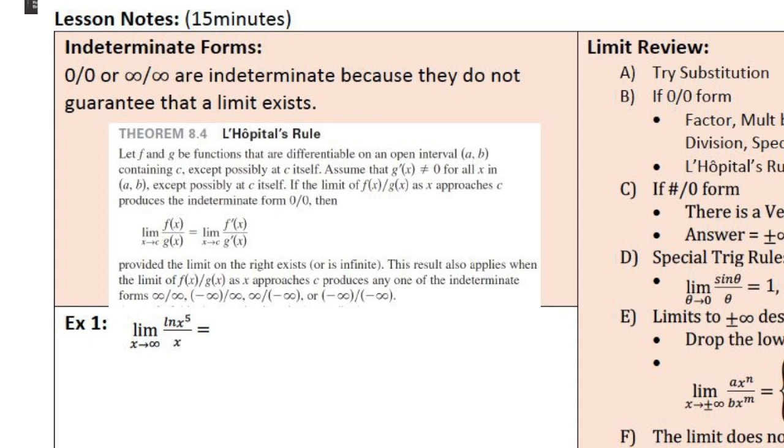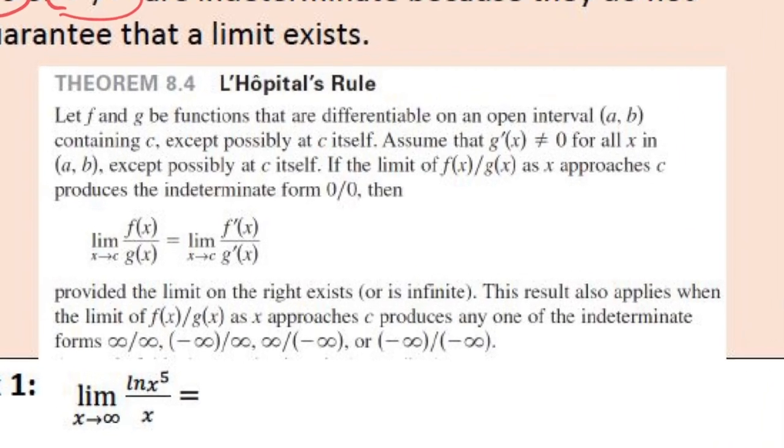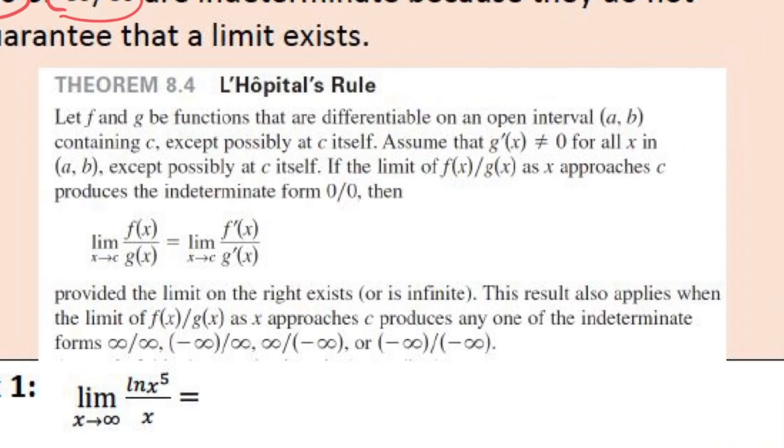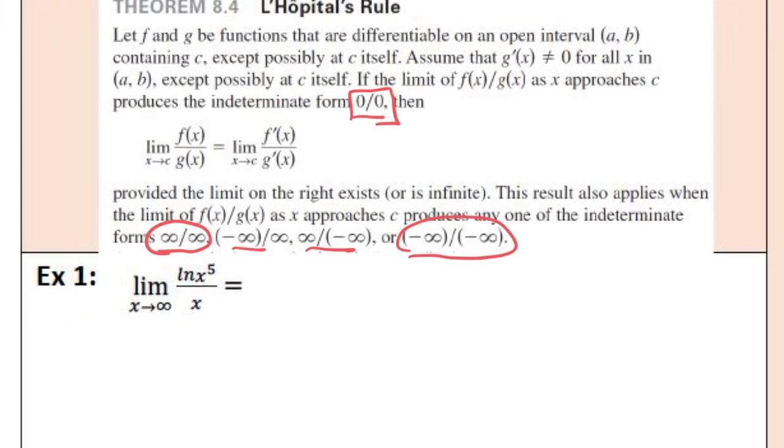So indeterminate forms of the limit come in the form when you substitute 0 over 0 or infinity over infinity. These are indeterminate because they do not guarantee that a limit will exist. Now, we're going to apply something called L'Hôpital's rule. L'Hôpital's rule can only be used if your limit is in the indeterminate form. That would either be 0 divided by 0, infinity divided by infinity. Of course, it doesn't matter if it's positive or negative, as long as you get some sort of indeterminate form.